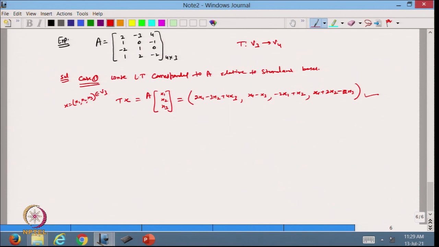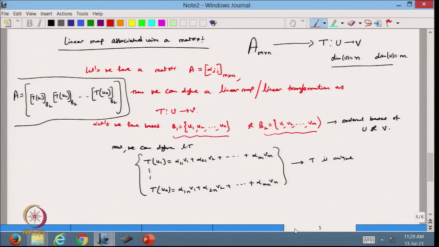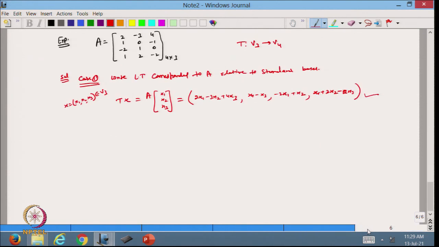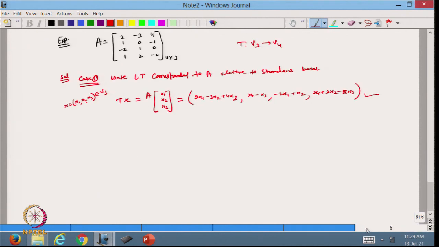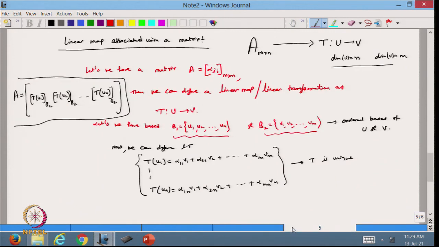Now, the same linear transformation I want to write related to these bases B1 and B2. So, this is okay, means we are able to write very easily the corresponding linear transformation with respect to the standard basis. Now, we want to write the linear transformation corresponding to the bases B1 and B2.